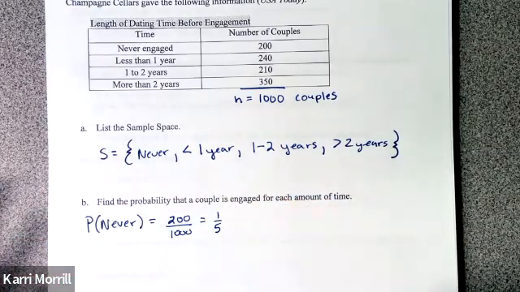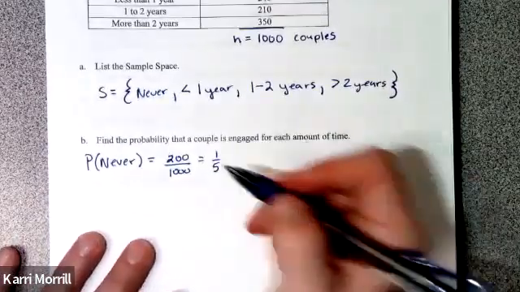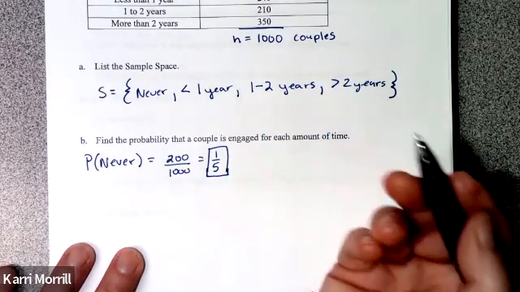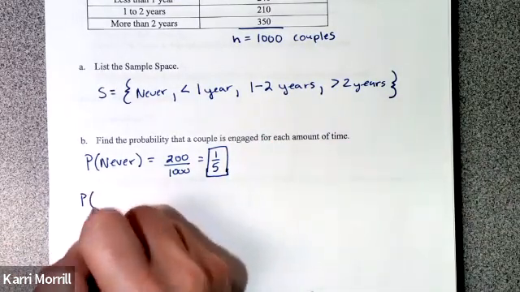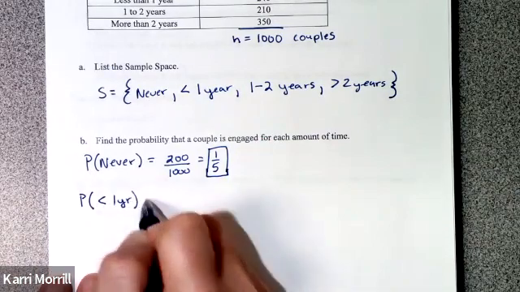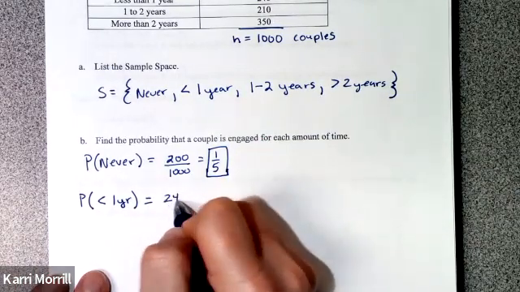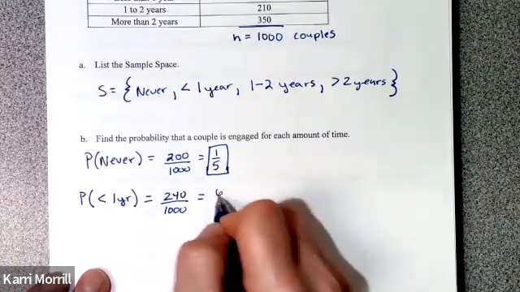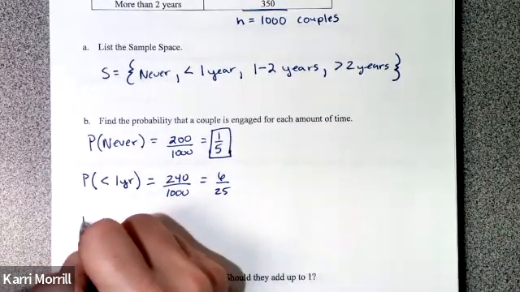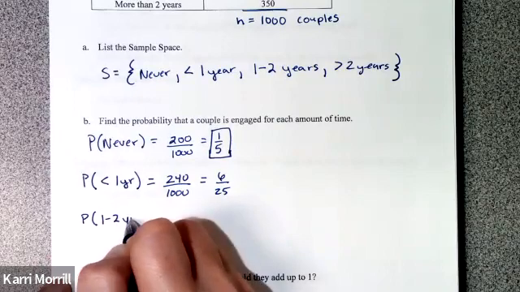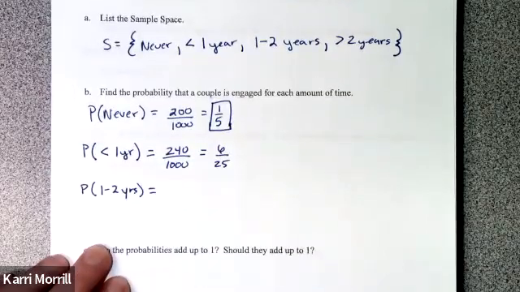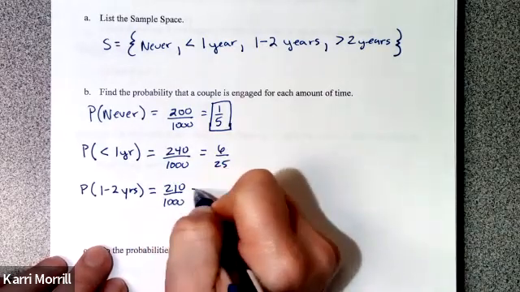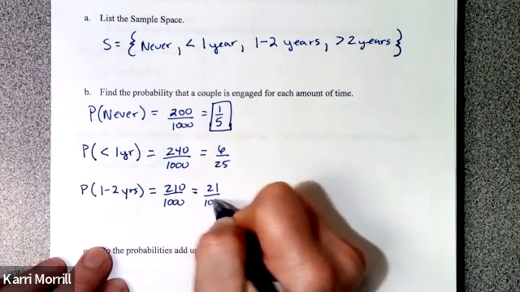I would probably stick with a lot of these and keep them as fractions, but you can turn them into decimals if they are ending decimals. So that'd be like saying 0.2 if you want. The probability of less than 1 year, there were 240 of those out of 1,000. So we're going to reduce that, and that's going to be 6/25. The probability of the 1 to 2 years, that was 210 out of 1,000. So 21 out of 100.